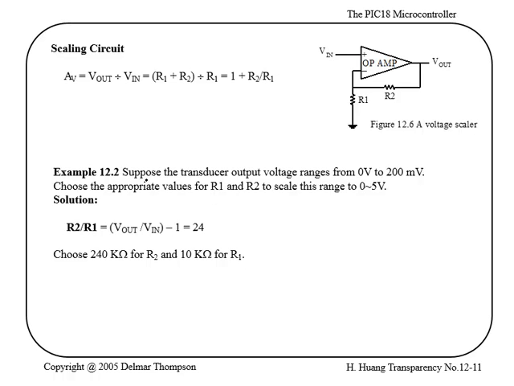Okay, so this is an example. Suppose your transducer or sensor output voltage ranges from 0 to 200 millivolts. You want to change it to 0 to 5 volts. And the solution that they have is V out over V in minus 1 is going to be 24. So basically they take this equation, solve for R2 over R1, and they get a 24 ratio. So choose 240 kilo ohms for R2, 10 kilo ohms for R1, and that's going to be that. So I suggest that you do this at home. Go from 0 to 3.3 volts and find R2 and R1 to do this scaling.